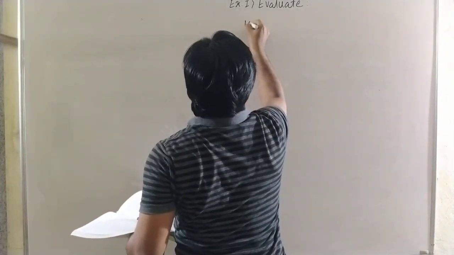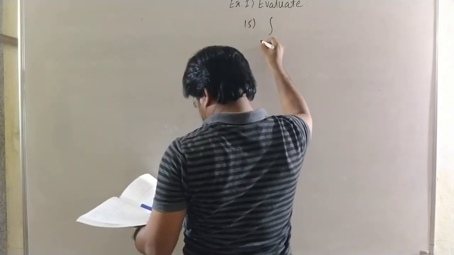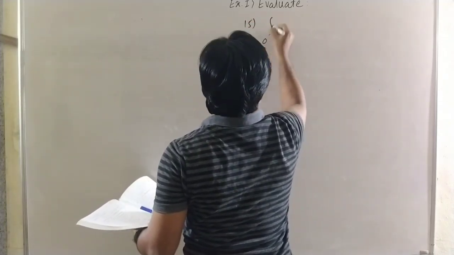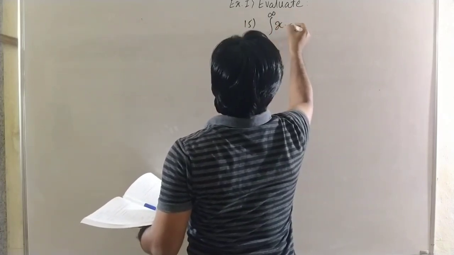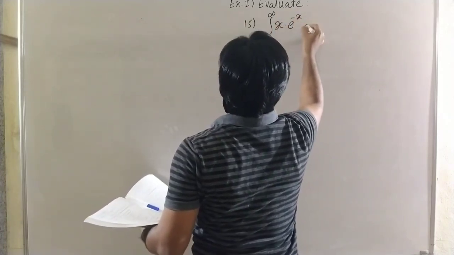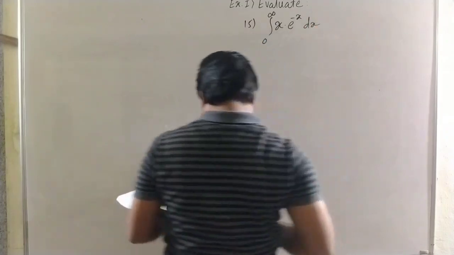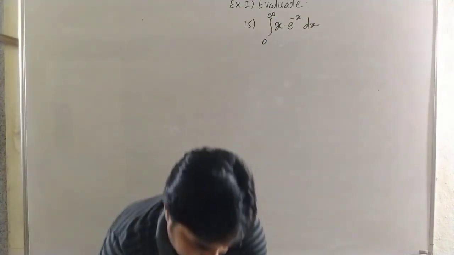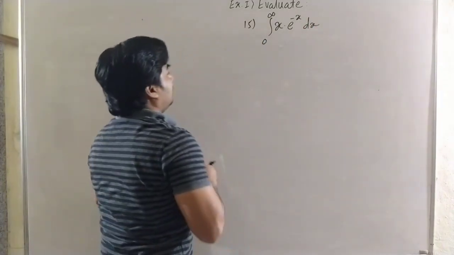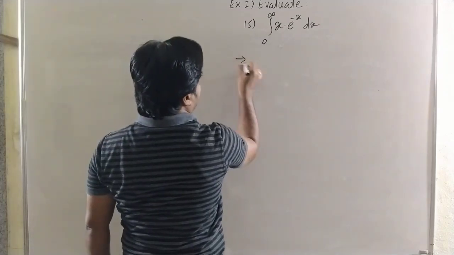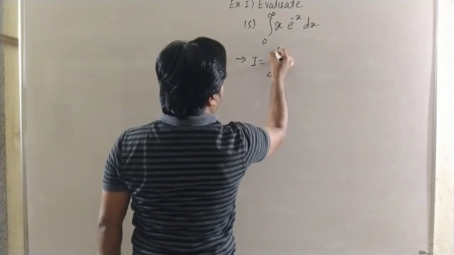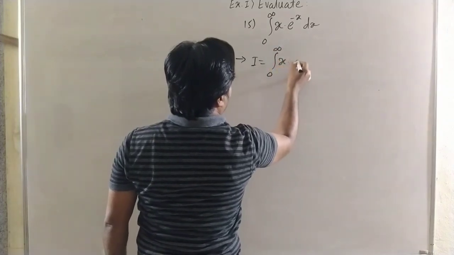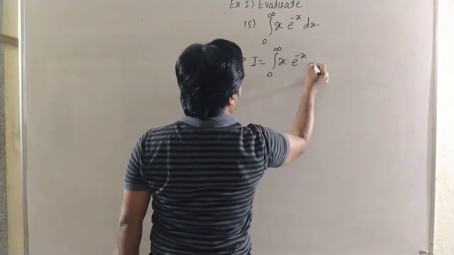Now next, example number 15. Integration 0 to infinity x into e to the power minus x dx. Again it is u into v. Zero to infinity x into e to the power minus x dx.